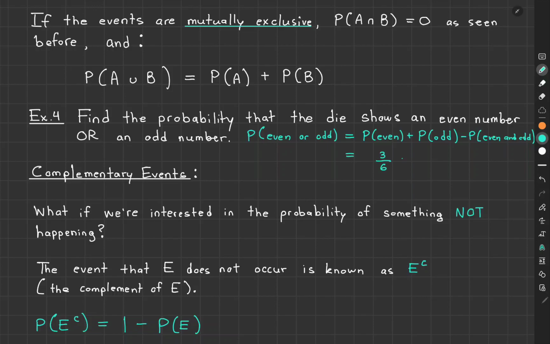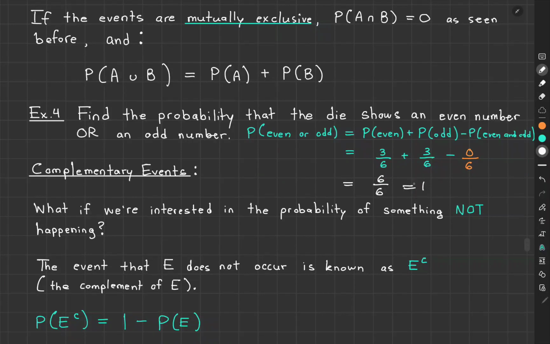So there's 3 out of 6 even numbers. 3 out of 6 of those numbers are odd. There's not any number by definition which is even and odd. So that's 0 out of 6, right? So this is another case of a mutually exclusive event. So we didn't really need to include this part here. And regardless, we get 6 out of 6 or 1. So the probability is essentially 100% that we're going to land on either an odd number or an even number.